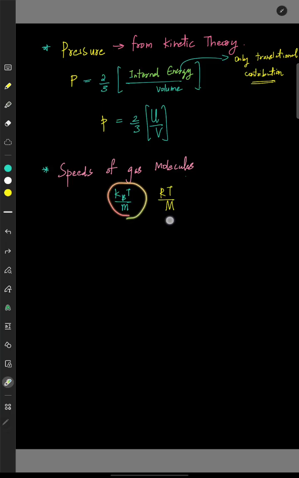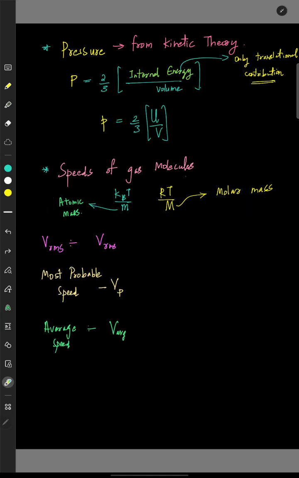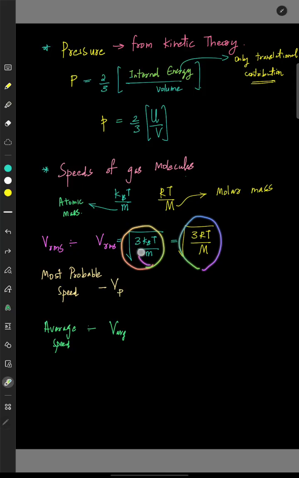Before we discuss the speed, we need to understand these two terms, kBT by m. Wherever this kB and small m come, with R we have the capital M. So both of these are identical. The small m represents the atomic mass and capital M represents the molar mass. Okay, so with this definition, we have to understand the formulas for root mean square velocity, maximum probable speed, and average speed. So we can say that the Vrms is √(3kBT/m), or √(3RT/M). So the mass definition changes, from kB to R.